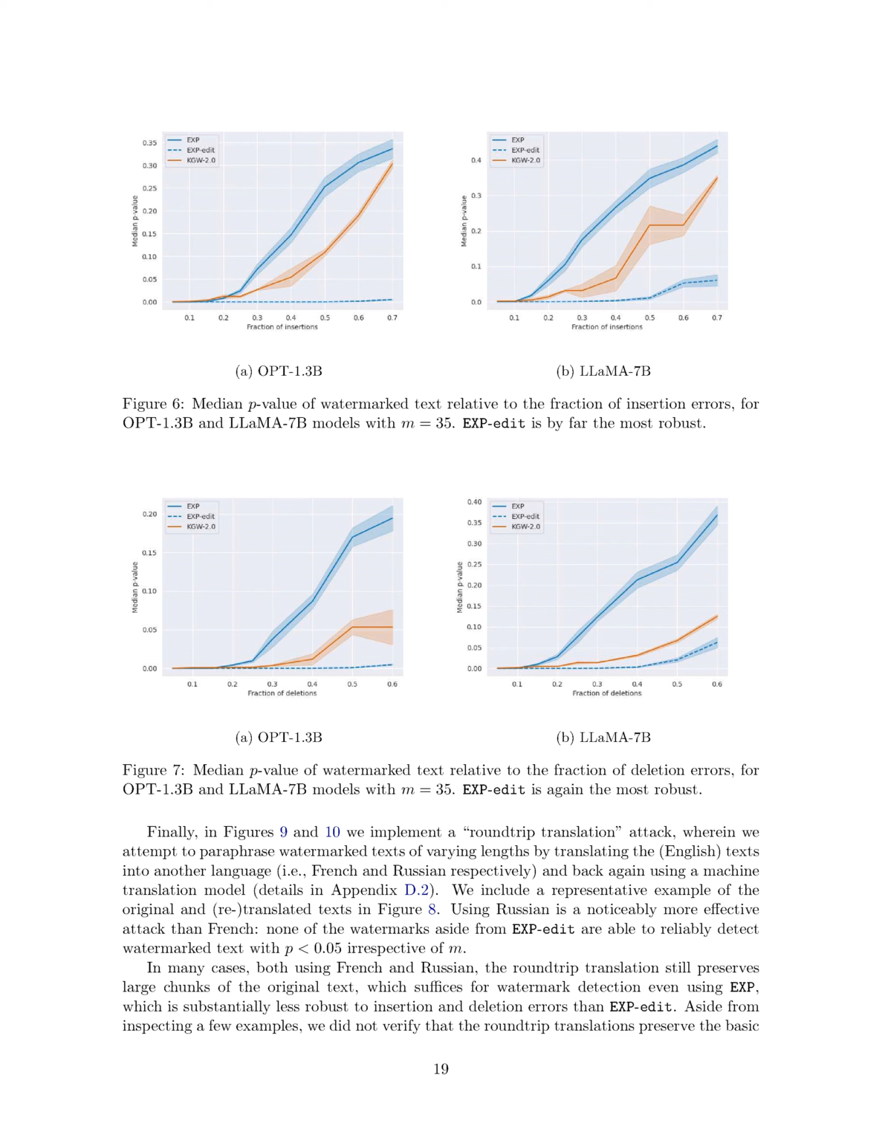In many cases, both French and Russian translations still preserved large parts of the original text, which was enough for watermark detection even using EXP, which is less resilient to insertion and deletion errors than EXP edit. We didn't verify whether the round-trip translations preserved the basic meaning of the original text, so our results might be overly pessimistic about the resilience of our watermarks to these attacks. It's also possible that using different machine translation models or other forms of automated rewording could be more effective in evading watermark detection.